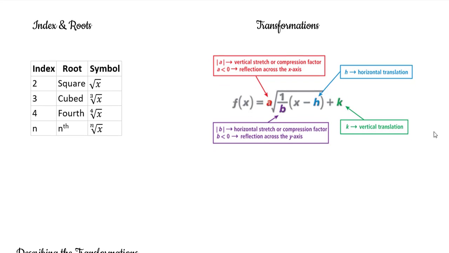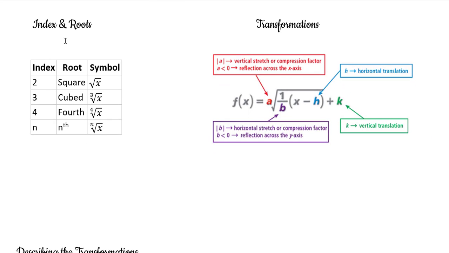So let's go down to our index and roots. We know that our index is the number up top. Let's say I had the square root and this box here, and this is x. This box up top would represent the index, and then the box underneath, this x here, is what we call the radicand.